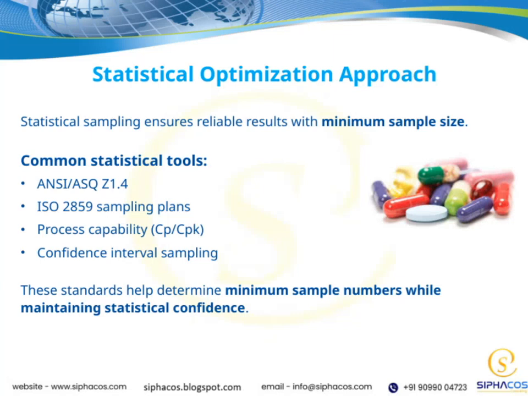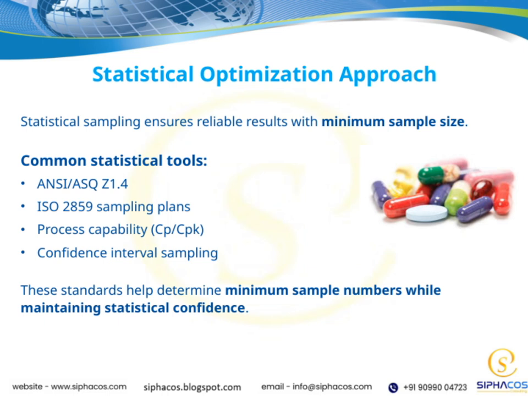Let's talk about the statistical optimization approach. Essentially, it's about using statistical sampling to get reliable results while keeping the sample size as small as possible. This way, we can save time and resources without sacrificing accuracy. Some common statistical tools we rely on include ANSI ASQ Z1.4 and ISO 2859 sampling plans. These are standardized methods that help us decide how many samples we need to test. We also look at process capability indices like Cp and Cpk, which tell us how well a process meets specifications.